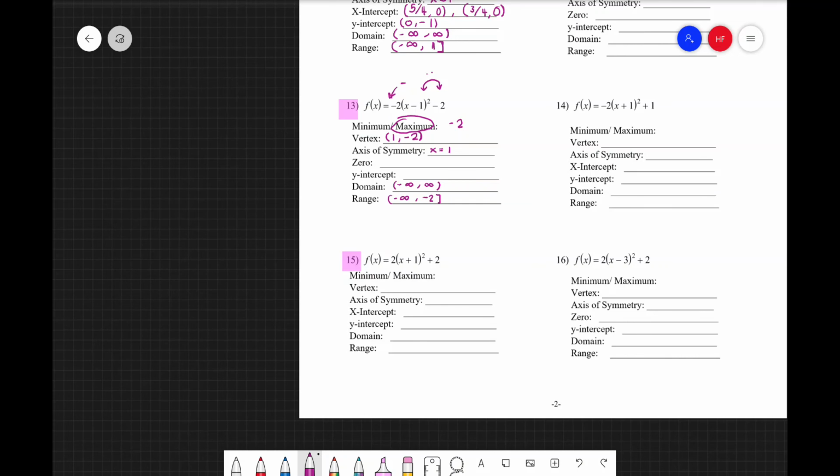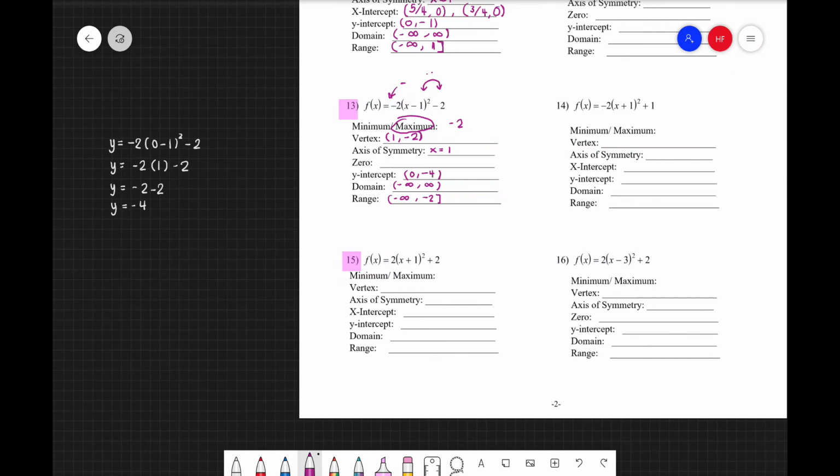So now we have our zeros and our y-intercept left. For the y-intercept, we're going to plug in a 0 for x, so -2 times (0 minus 1) squared minus 2. -1 squared is -1 times -1, so it's a positive 1, minus 2, which gives me -2 minus 2, which is -4. So my y-intercept is occurring at (0, -4).